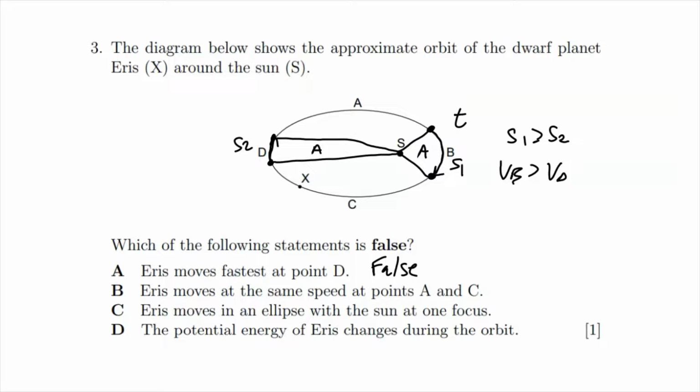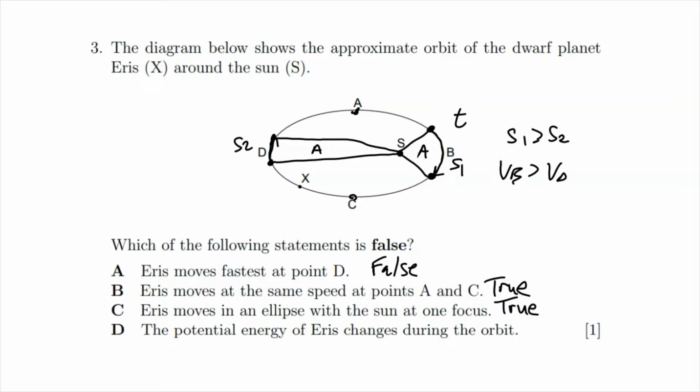Next, Eris moves at the same speed at points A and C. Hopefully that should be clear, that indeed is true because of the symmetry of the system. So that's true. Next, Eris moves in an ellipse with the Sun at one focus. Should also be clear from Kepler's first law that this is also true. Kepler's first law states that in a system such as this, the Sun is one of the two foci of an ellipse.